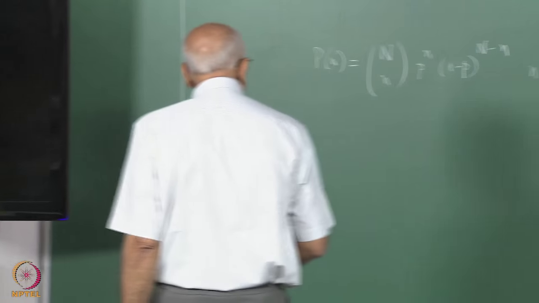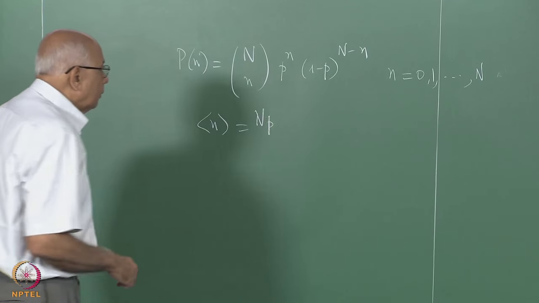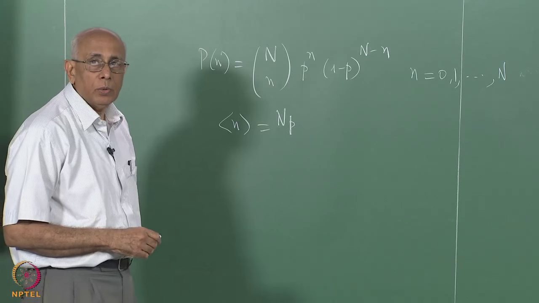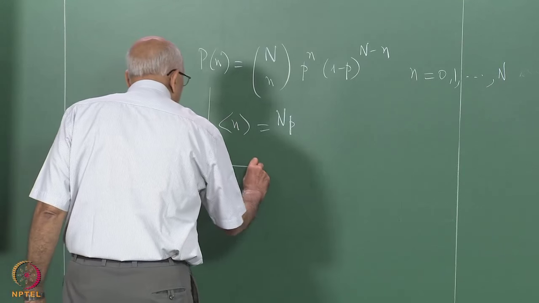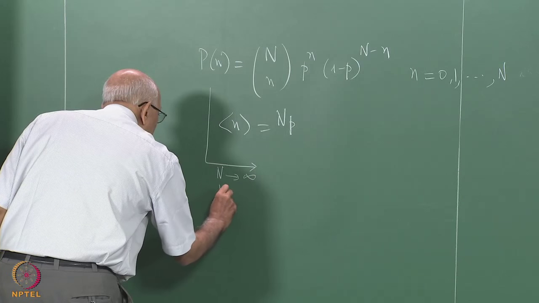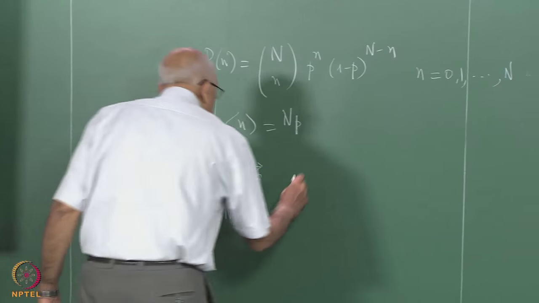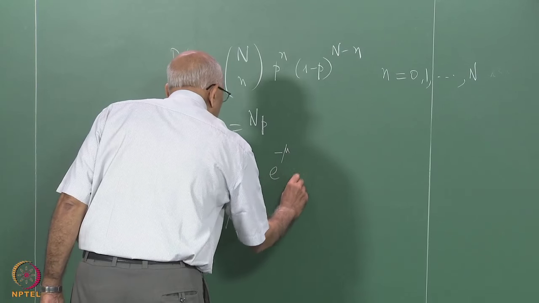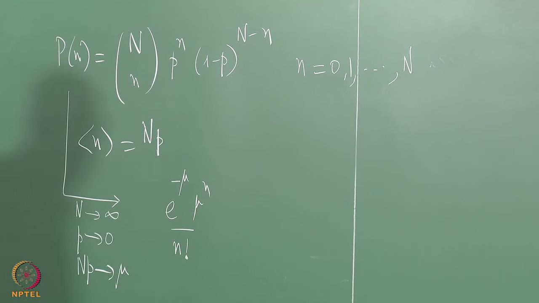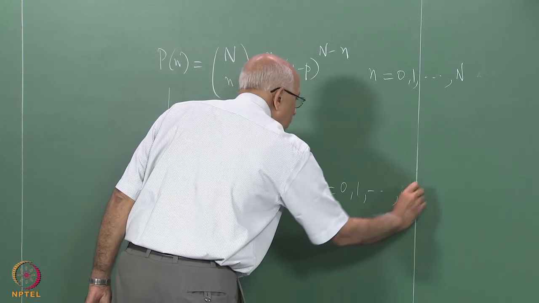And then I pointed out that, by the way, the average value of n was equal to N times p, and if you took a limit in which N tends to infinity and p tends to 0 such that this number is finite at some constant value mu, then the probability distribution tends to the Poisson distribution, which is e to the minus mu, mu to the n over n factorial. And the mean value remained, of course, at mu. And in this distribution, n has the sample space 0, 1, all the way up to infinity.